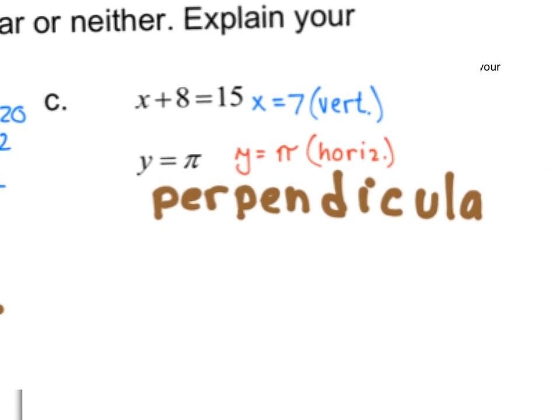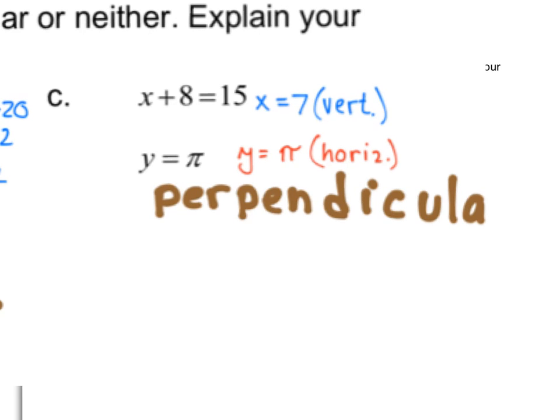In question C, you just move the 8 over and subtract it and you get x equals 7. That's a vertical line. And y equals pi cuts through the y-axis. That's a horizontal line. Well, vertical and horizontal lines are perpendicular. So I'm perpendicular there.